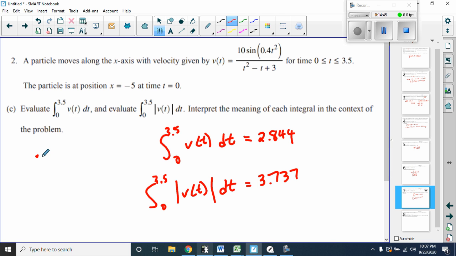Basically, if it starts here and it goes 10 centimeters that way and 2 centimeters back, if we did it like this, we would get 8, because this would count as positive 10, this would count as negative 2. So its position changed by 8 units. Whereas if I took the absolute value, it would count this as positive 10, and it would count this as positive 2, so we would get 12, which would be the total distance that this particle traveled.